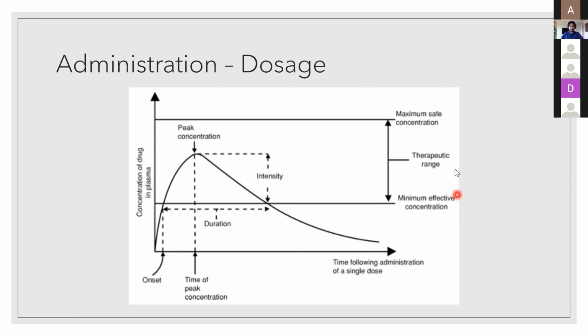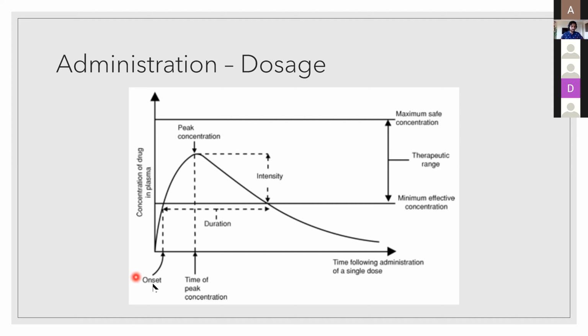Essentially, this is the concentration at which a drug in the body will start to produce adverse effects. Now, the difference between these two concentrations is what's called the therapeutic range. So the therapeutic range is the range from the concentration at which we start to produce effects in the human body to the concentration at which we start to produce adverse effects, toxic effects in the human body.